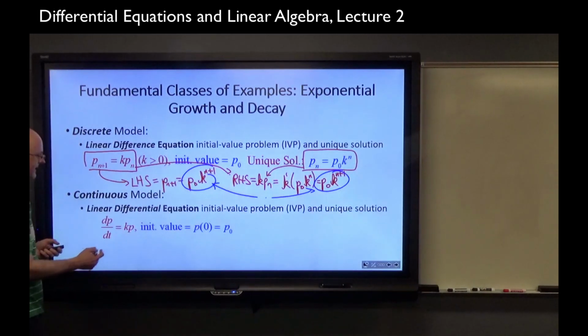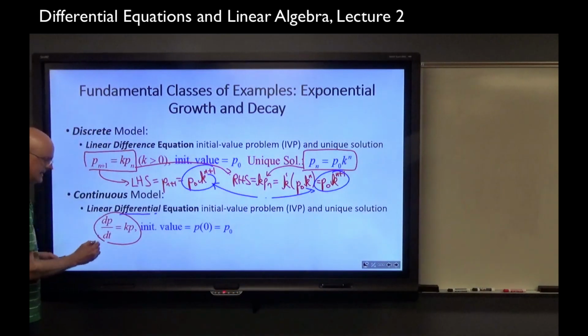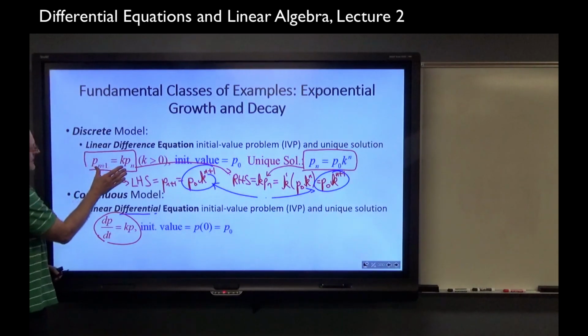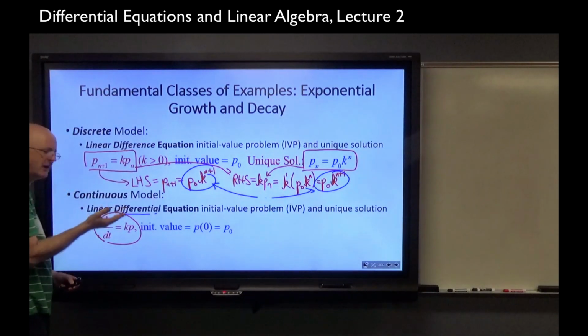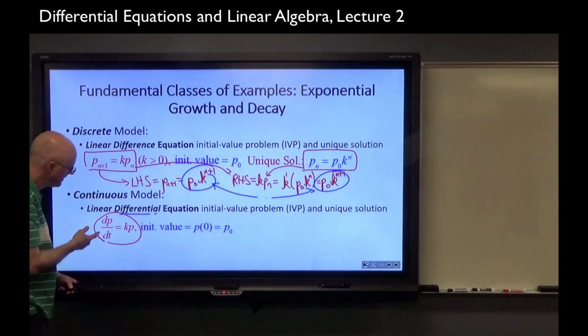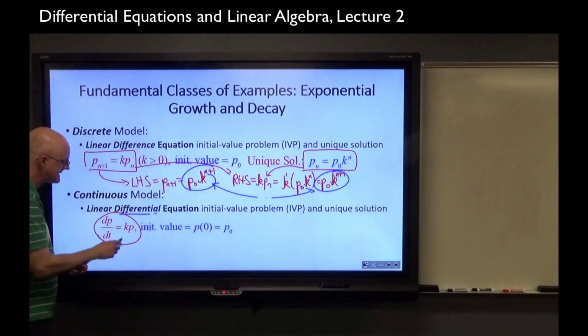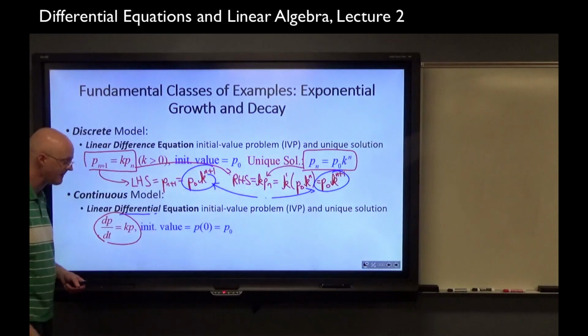Similar kind of thing, k times p on the right side. We've got a derivative on the left side. Differential is essentially synonymous with derivative. Differential equations have to have derivatives in them of unknown functions. Okay? This is talking about a discrete change. From time n to time n plus 1, you multiply by k. Differential equations are telling you about rates of change. The rate of change of the population with respect to time, the instantaneous rate of change, in fact, is k times the current population.